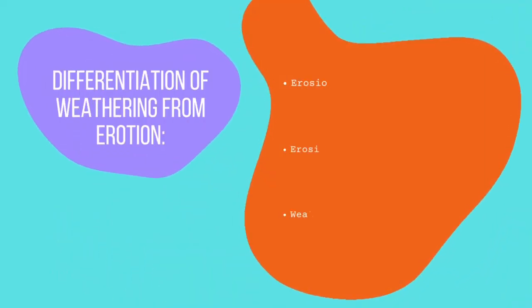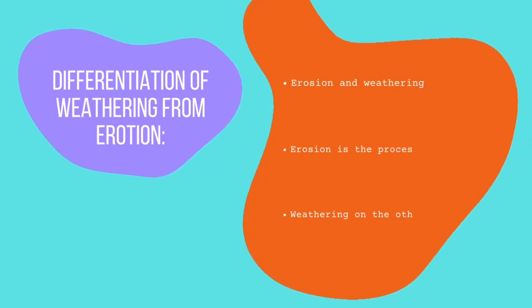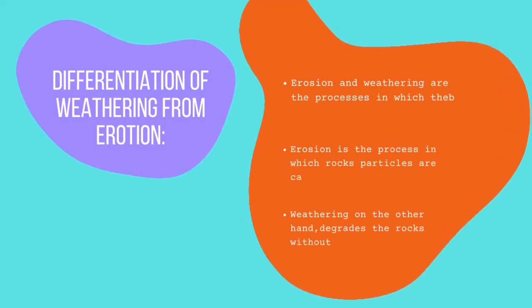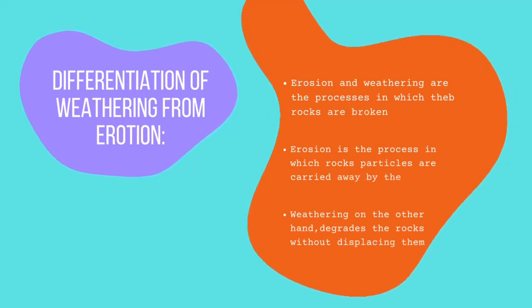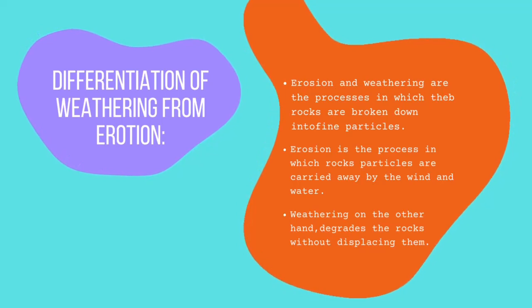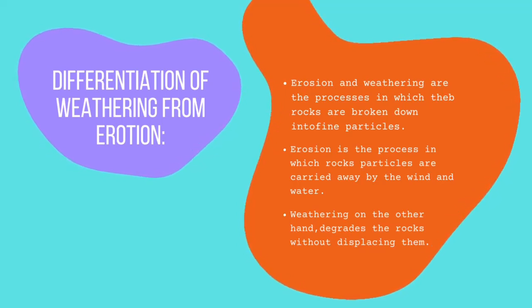And now that we are done with the three types of weathering, let us now differentiate weathering from erosion. Erosion and weathering are the processes in which the rocks are broken down into fine particles. Erosion is the process in which rock particles are carried away by the wind and water. Weathering, on the other hand, degrades the rocks without displacing them.